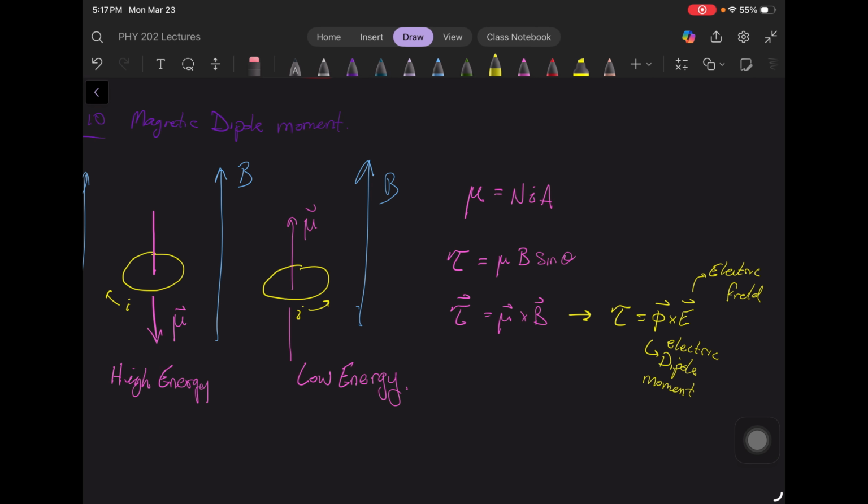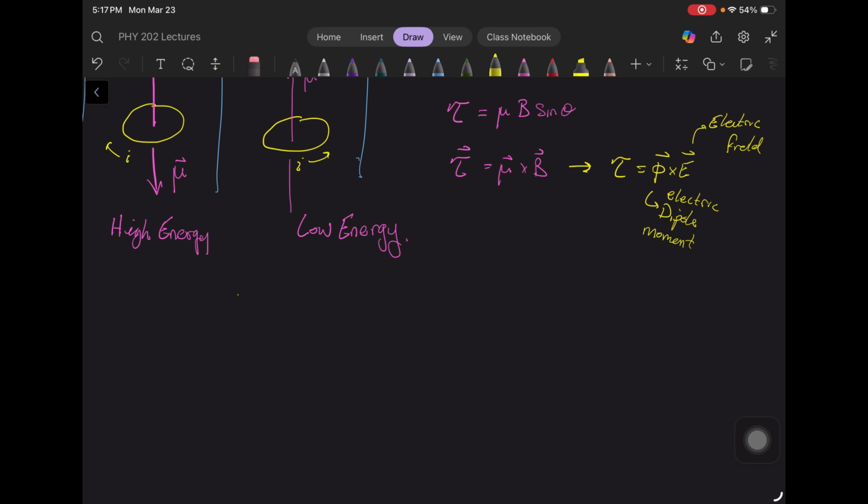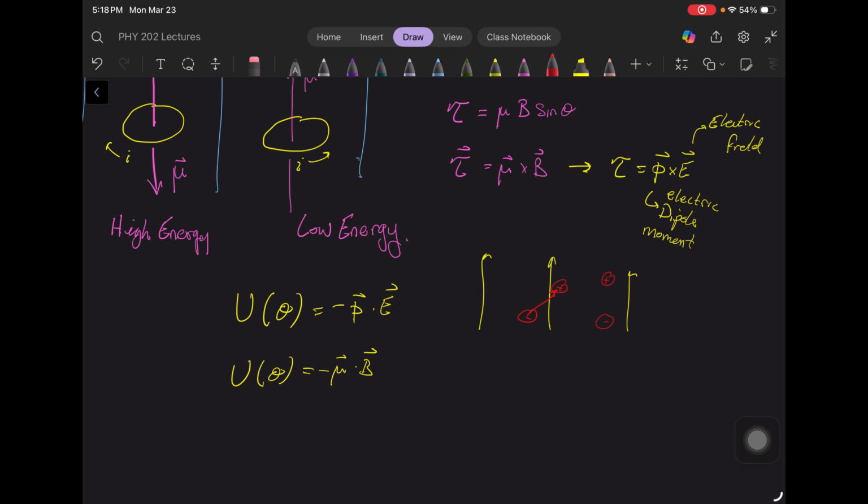And yeah, so again, if we really want to start diving into the weeds, we could have U as a function of theta equal to negative P dot E. And here we can have the energy to hold a dipole in a magnetic field is going to be equal to negative mu dot B. Right, and so, let's say you had an electric field that's doing this, and you had a dipole that's doing that, right, it would want to orient itself like this in an ideal world.